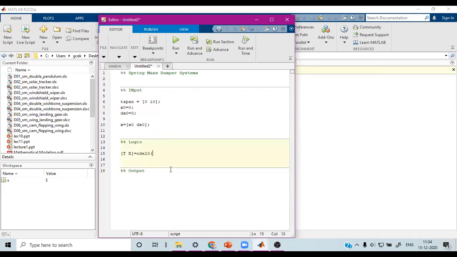And then I'm going to use this function, SMD, as a function. And then I'm going to provide a T span, and I'm going to give x as an input. Okay.